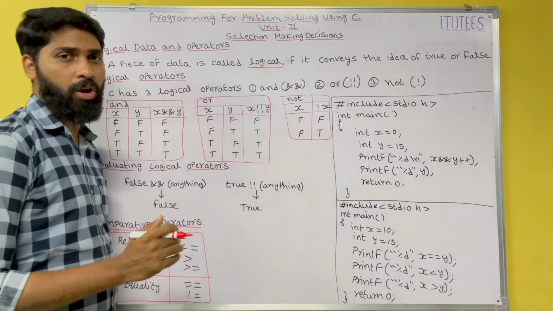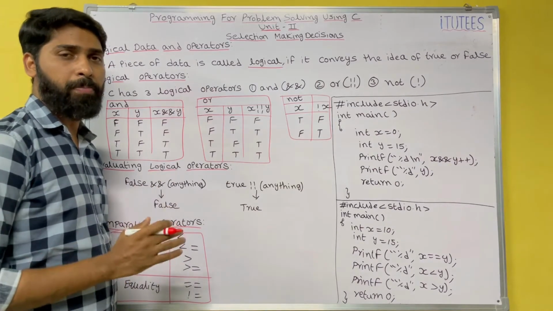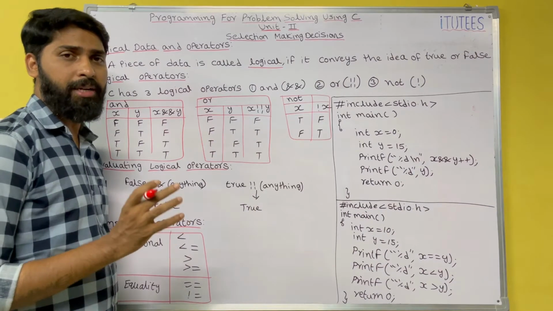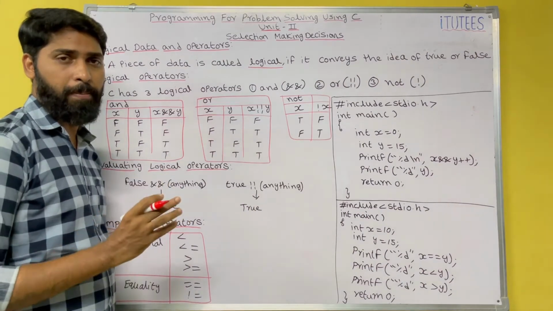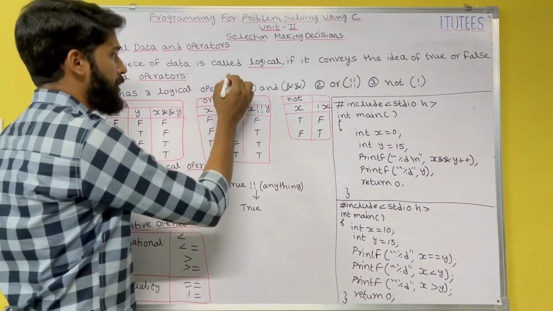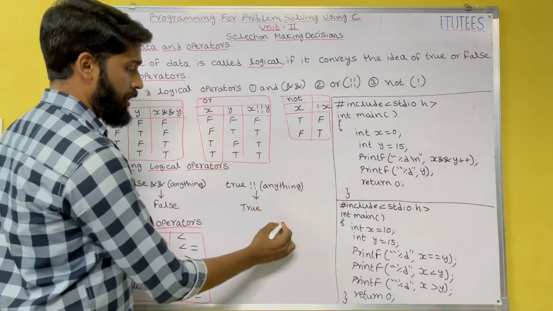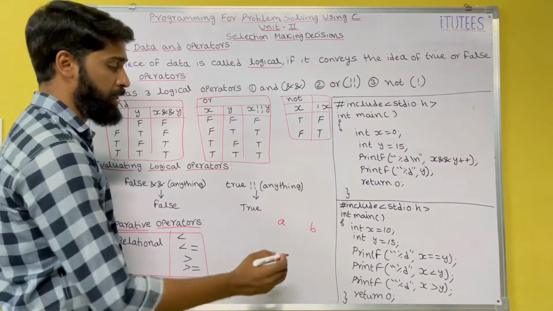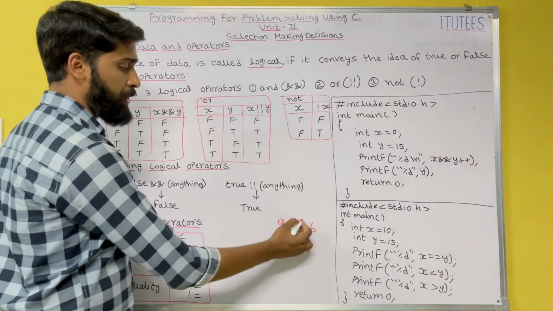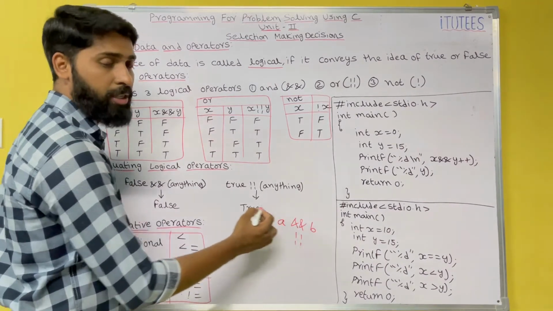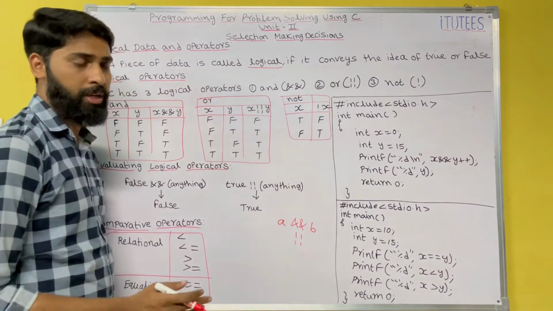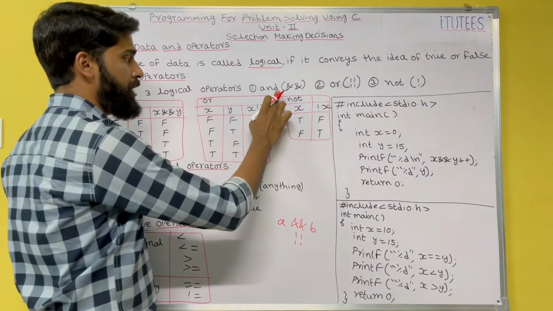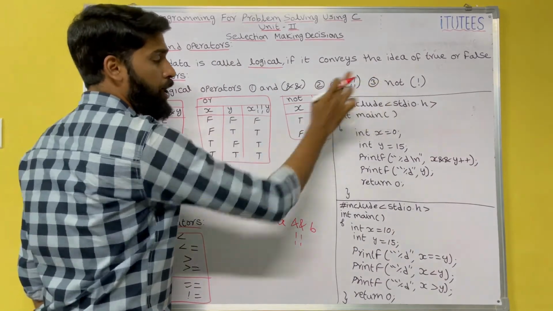Now we see logical operators. The purpose of logical operators is to combine expressions. Combining expressions means, for example, there are two expressions: A is one expression and B is another expression. We can combine these two expressions by using logical operators. In C, we have three logical operators: and, or, not.